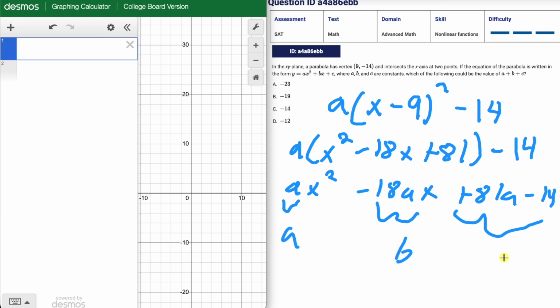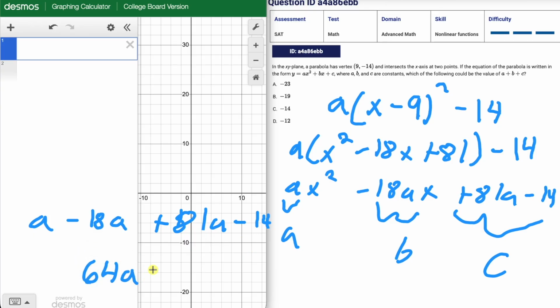So now what I can do is add all these up because there are no x's, they're all common a's, to get the answer. So here what I would do is a minus 18a plus 81a minus 14. Now we just combine like terms here. So a minus 18a is minus 17a, and then plus 81a is 64a. So this is 64a minus 14, and that should be equal to one of these answer choices here.